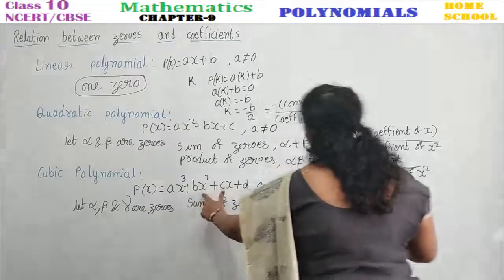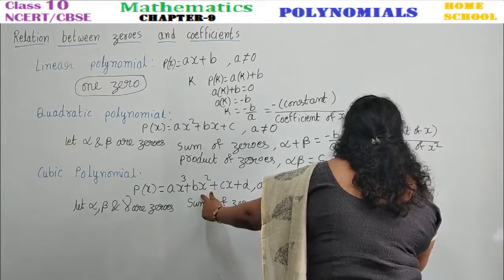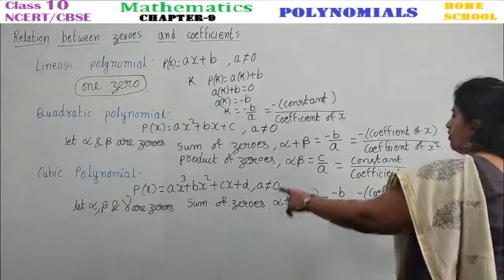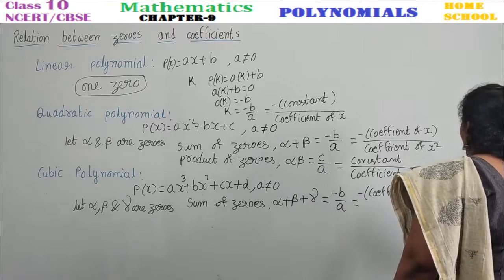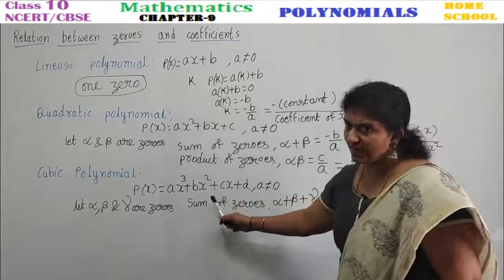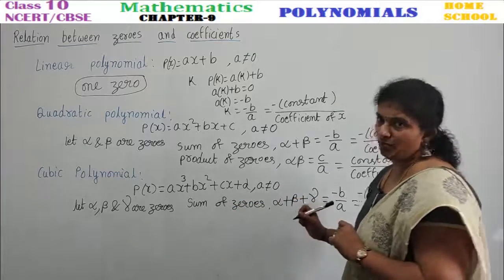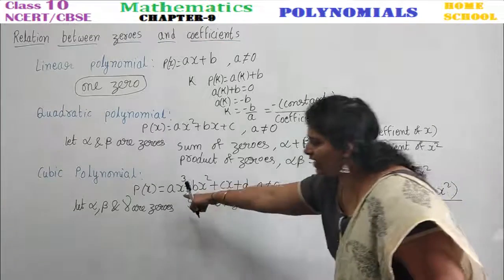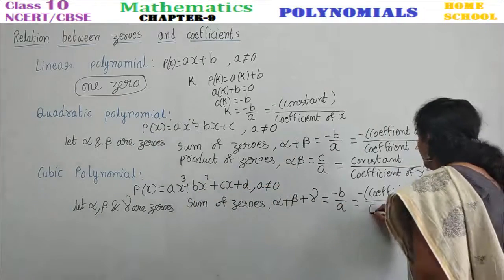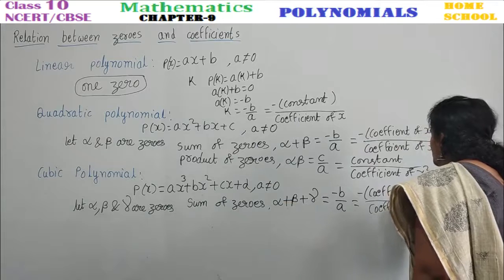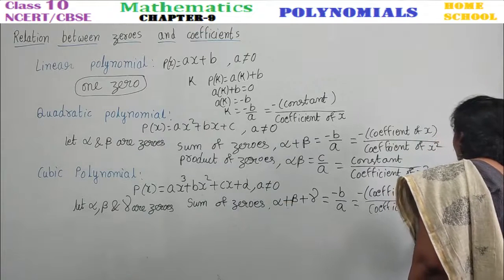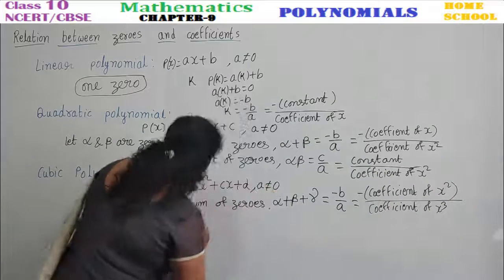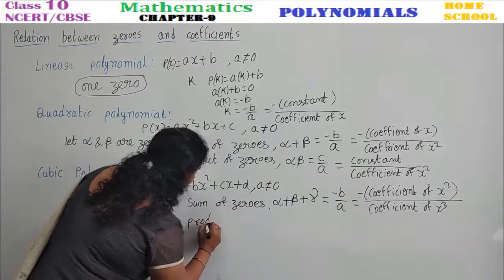Where is b here? It is the minus of coefficient of x square. Try to see the standard form whenever we are doing the polynomial. By a. Where is a? Coefficient of x cube. Next, product of zeros.